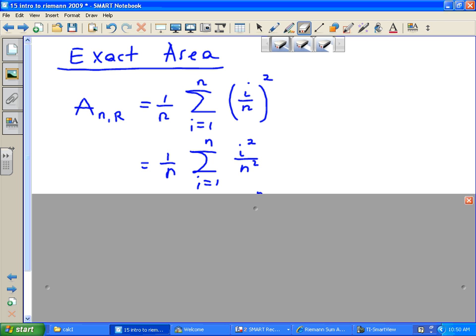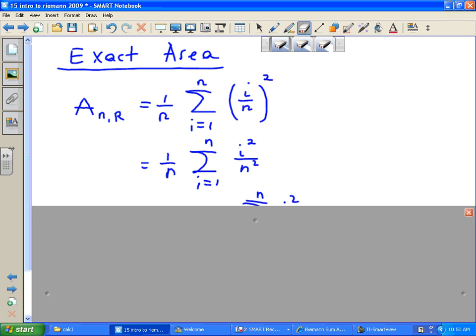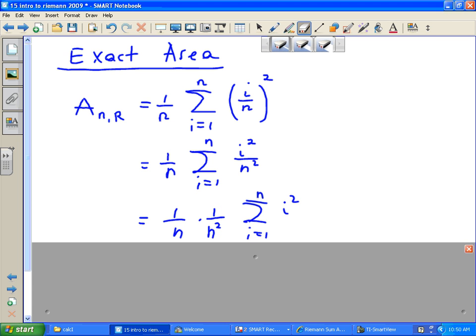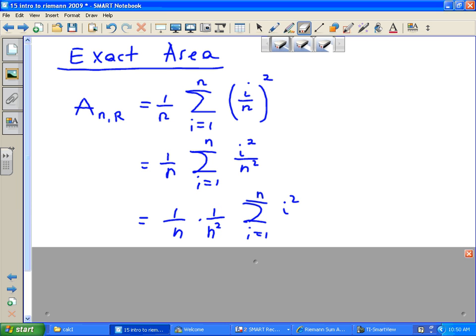You can take out the 1 over n squared. The i is the variable that has to stay in. Okay, so take out 1 over n squared. So what are we going to be left with? 1 over n times 1 over n squared inside the summation of i squared. Remember, we're doing this for n number of rectangles. Now, can you tell me a formula for this? What do we know about this? We just learned that today.